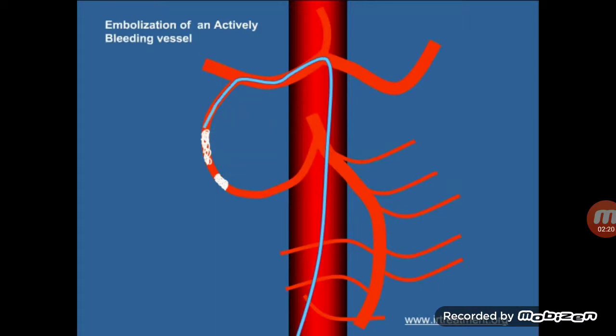Embolization is a revolutionary technique which can be life-saving in several situations. It is performed under local anesthesia and often the patient can be discharged in a day or two.